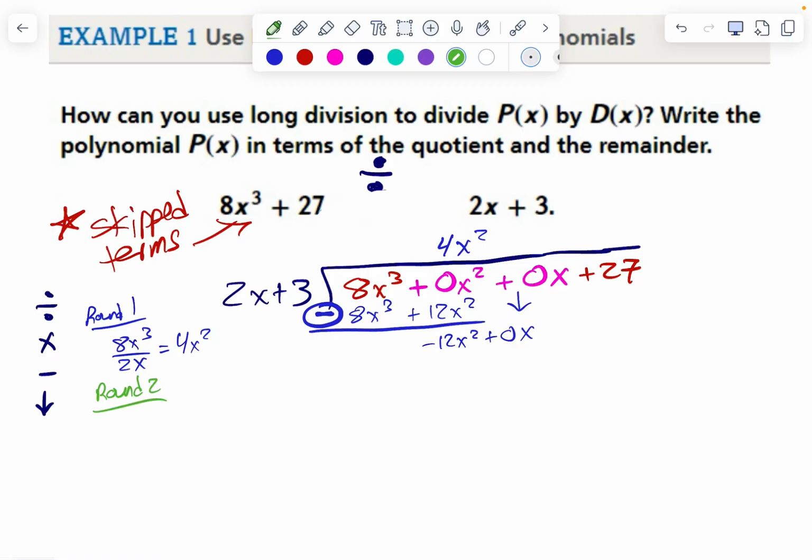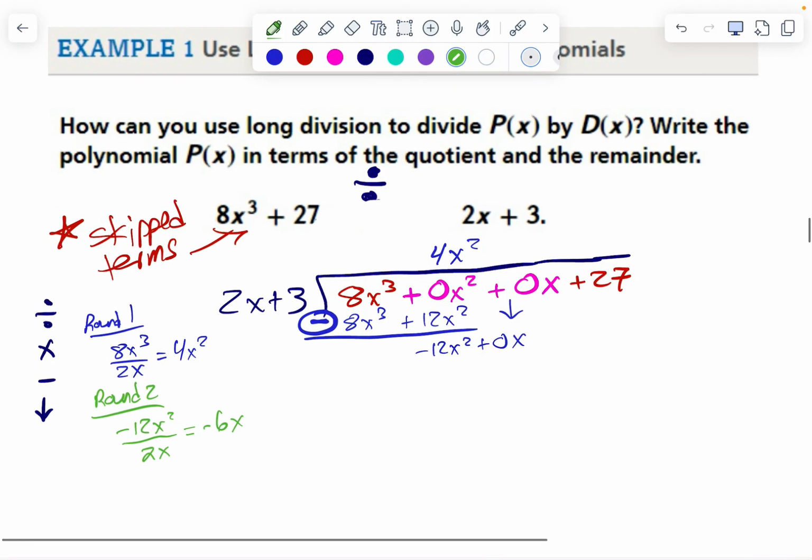What's the question this time? Yeah, good job for catching the negative. So it's negative 12x squared divided by 2x. How many times does 2x go into negative 12x squared? Okay, numbers and letters separate. Negative 12 divided by 2, negative 6. X squared divided by x, just x. Okay, we write that with the sign up here above the x term. So negative 6x.